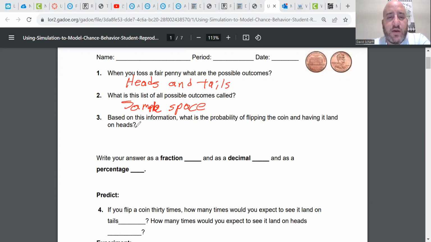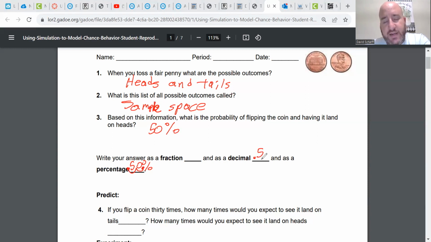sample space. Based on this information, what's the probability of flipping a coin and having it land on heads? Well, of course, we know when we flip a coin, it's 50-50, right? So 50%, we can copy that down here where it says write your answer as a fraction, decimal, or percent. So 50%. To turn that into a decimal, if we need a little refresher: when we have a percentage that's a whole number, the decimal is after the whole number, before the percent. So we would move it 2 spots to the left. You get 0.5.